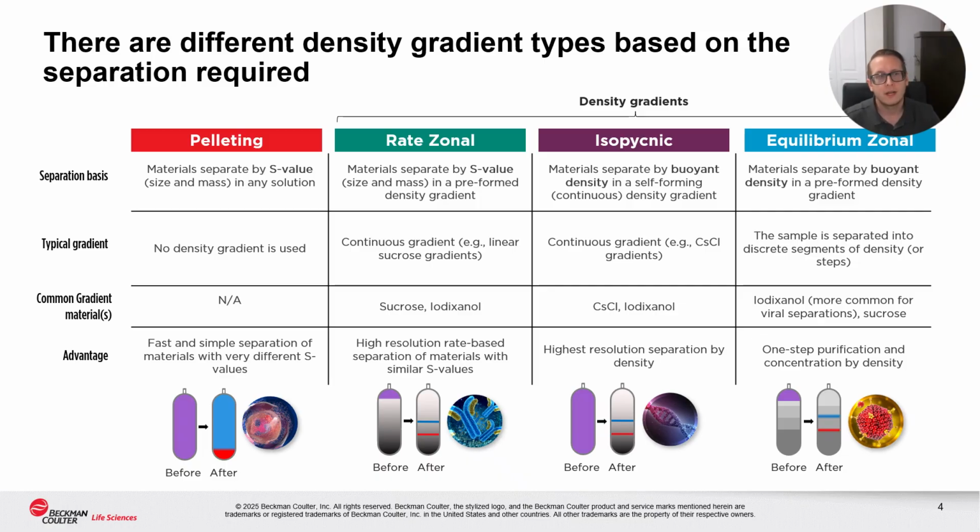Lastly, in the far right column, equilibrium zonal is yet another method whereby the particles are separated by their buoyant density, but in this case, discrete steps or layers are used. So you're not forming a linear gradient, and therefore the resolution is not quite as high as isopycnic, but because you're not spending that time to wait for the gradient to form, these experiments are often much quicker. And as you'll see later, OptiMATE can dispense both step and preformed linear gradients, so it can enable all of these methods.